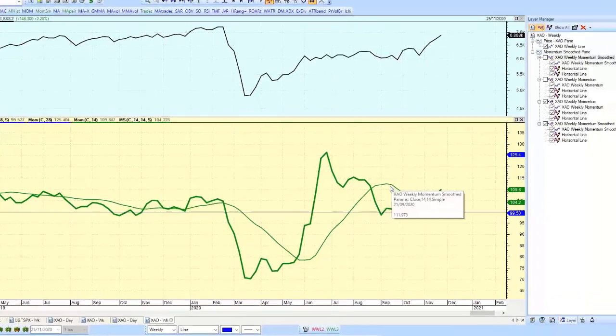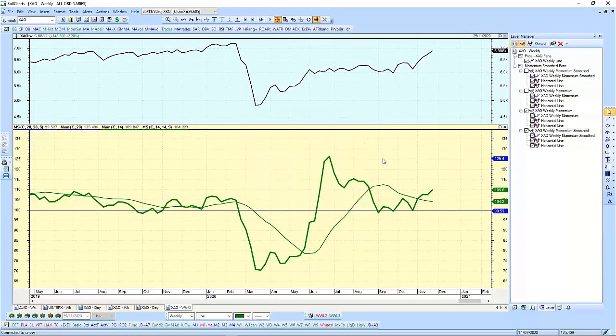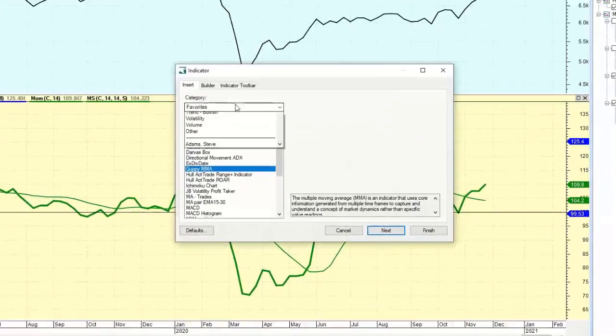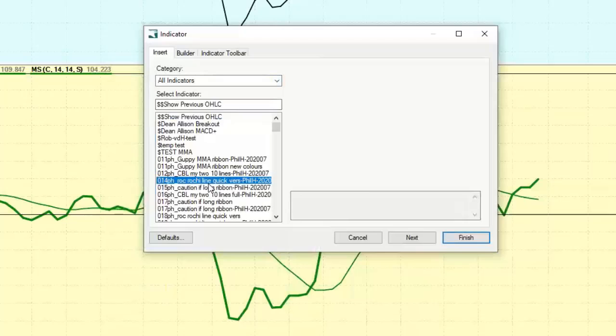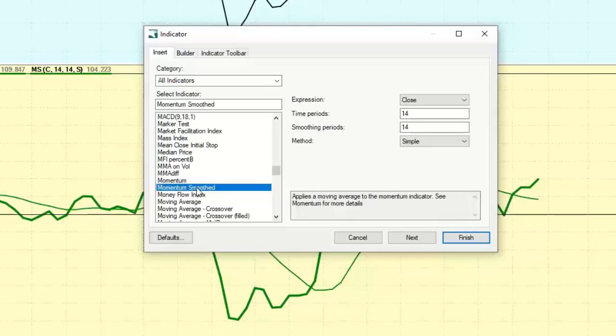Now, it took me a while to find moving average of momentum. It's actually called momentum smoothed. So when you go to apply that indicator to the chart, you will be able to find it. If you go to all indicators, go down to the M's and go momentum smoothed, there it is there. And you can change this expression so that it's based on either open, high, low, close, or volume, value, or trades, usually close, the time periods and the smoothing periods, and then the method, similar to moving average. So that's called momentum smoothed.